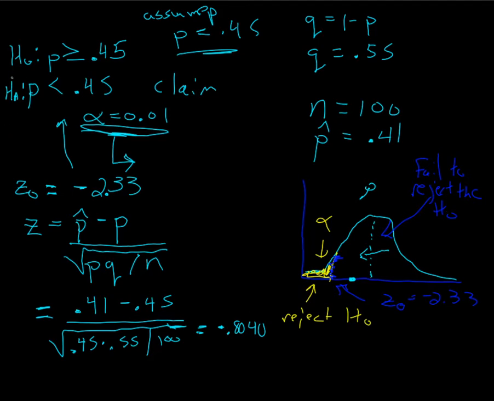So I can't reject this, which means I don't have enough evidence to move to here. And since the claim is the alternative, we say I don't have enough evidence to support the claim. I'm going to do this with p-values in the next video.